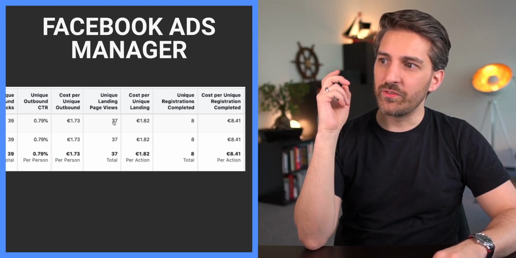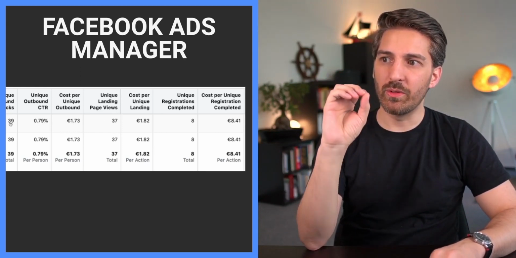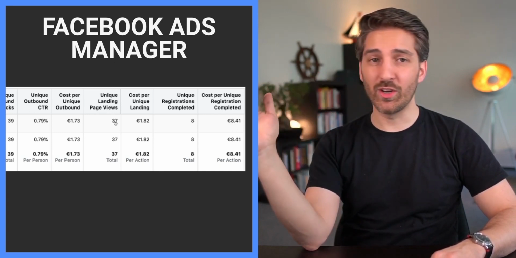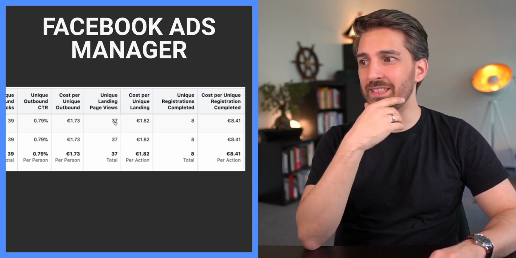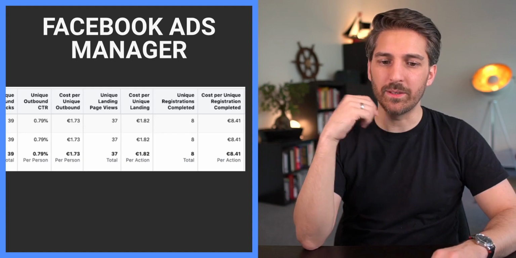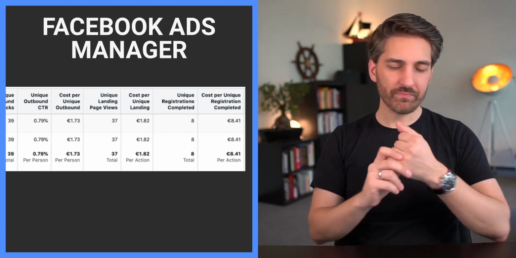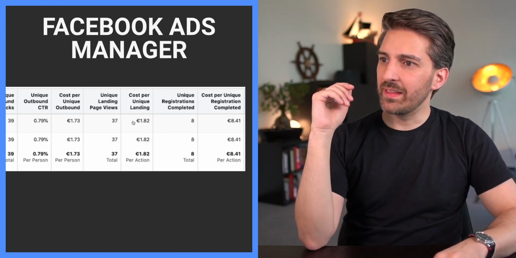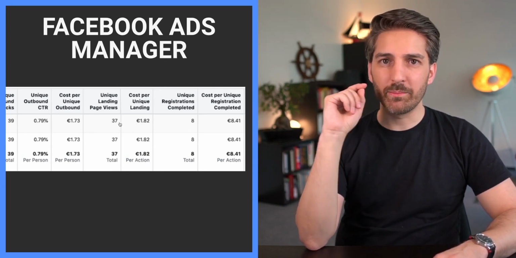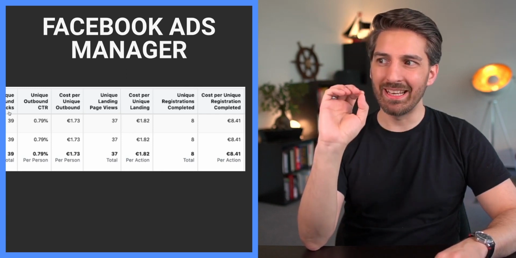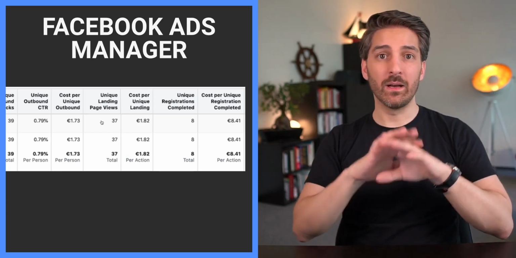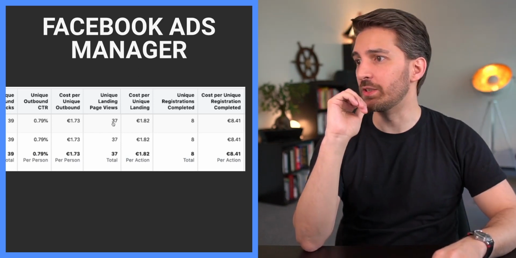So unique landing page views means that 37 out of those 39 people have managed to land on the website. Where did the other ones go? For example, they didn't opt in to your consent, or they got lost because the page speed is really slow. But this is a very small loss. I regularly see people losing about 30% of people from a click to a landing page view. And this is when I start to worry about page speed. But we don't seem to have a problem here, so that is good.